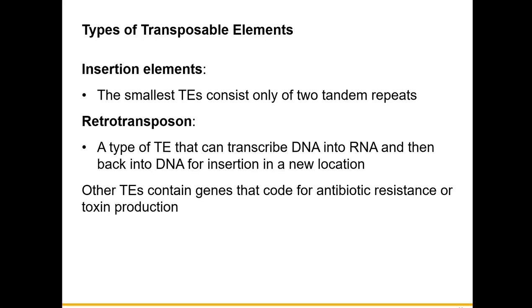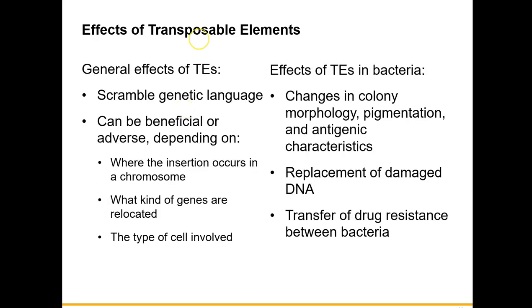Types of transposable elements: you've got insertion sequences. These are the smallest TEs, consisting only of 2 tandem repeats. You can have a retrotransposon, which is a type of TE that transcribes DNA into RNA and then back into DNA for insertion into a new location. Other transposable elements can contain genes that code for antibiotic resistance and also toxin production. Effects: it scrambles the genetic language, and can be beneficial or adverse depending on where it inserts, what kind of genes there are, and what type of cells are involved.